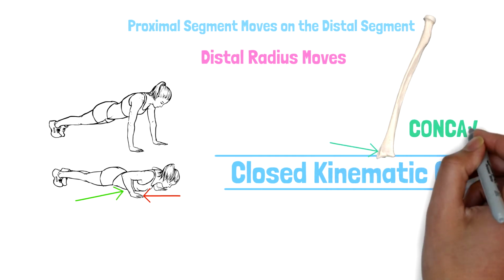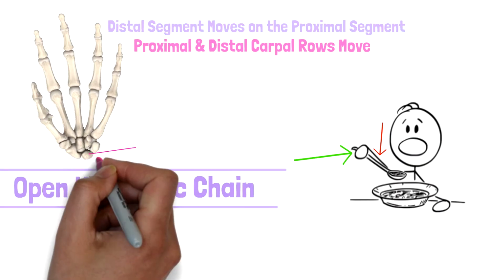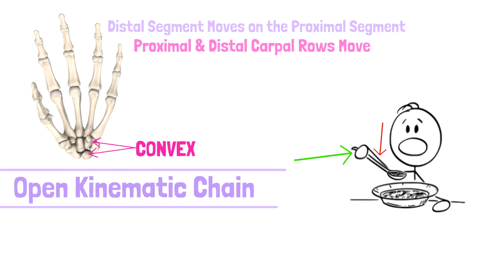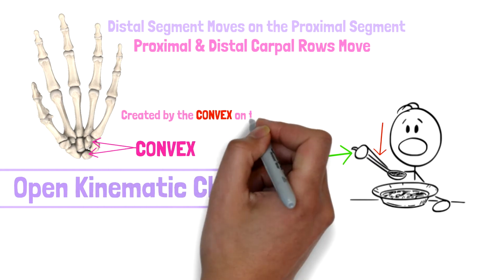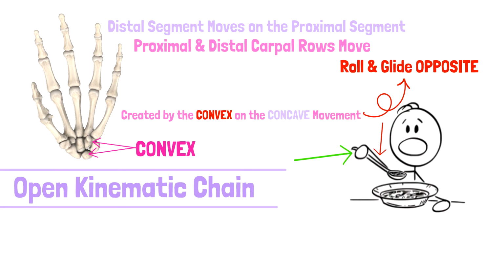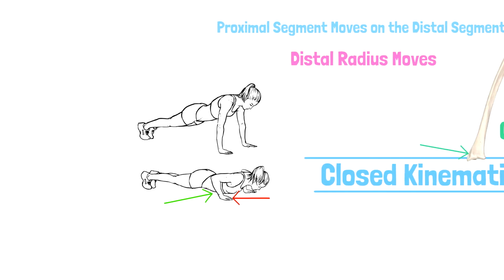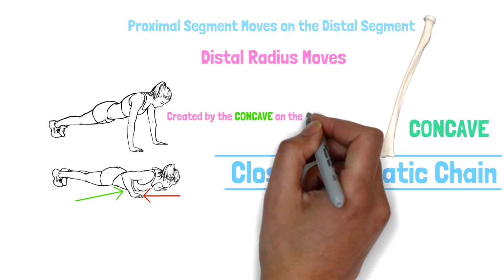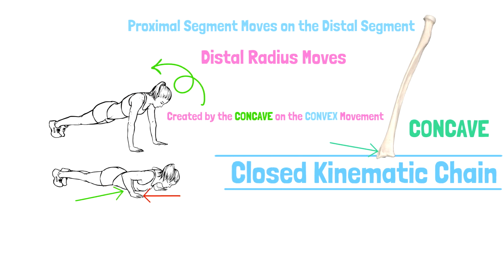Distal radius is concave. The 2 carpal rows are convex. Now, let's review the convex-concave rule. When a convex object moves on a concave, the roll and the glide occur in the opposite directions. But when a concave object moves on top of the convex, the roll and the glide will occur in the same direction.